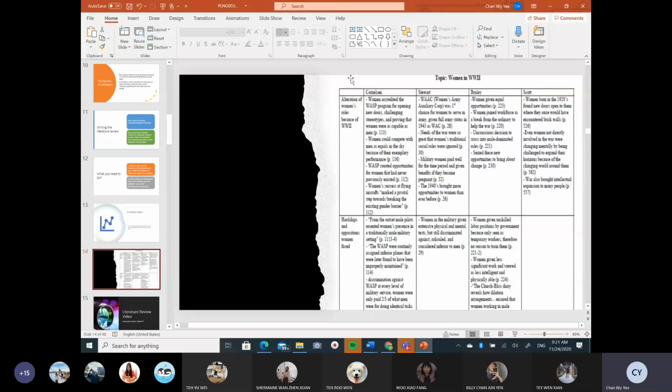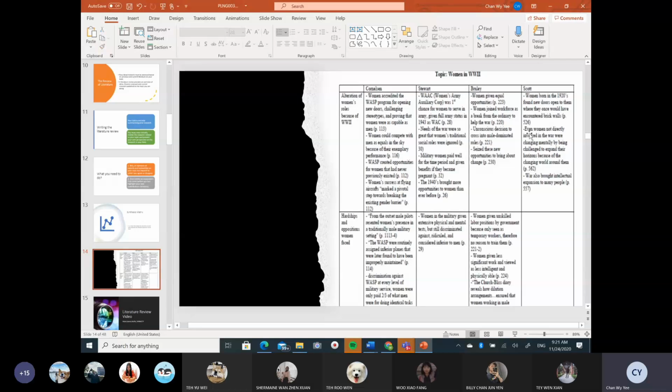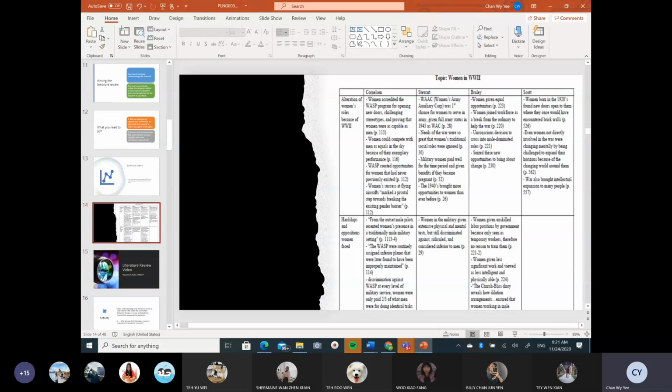Out of 10, there are 4 articles that talk about the alterations of women's roles. So you put down the key main ideas in the chart. Then you note who the author is, for example Commelson, Stewart, Bruley, and Scott. Then it also talks about the hardships. So this is how you use the synthesis matrix.